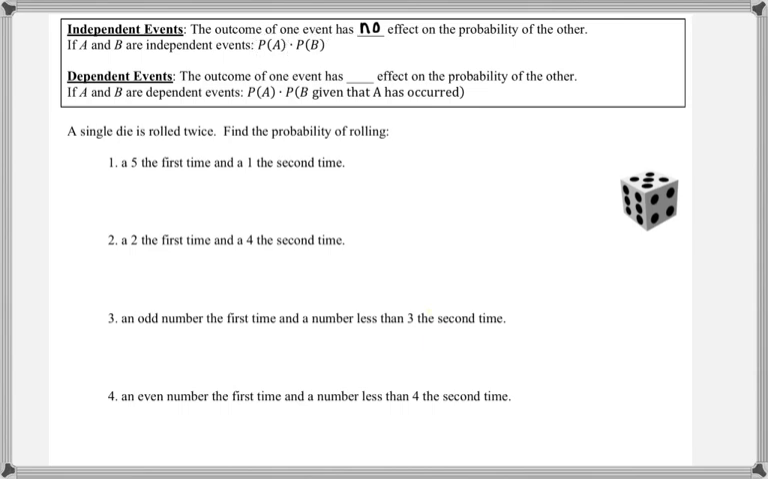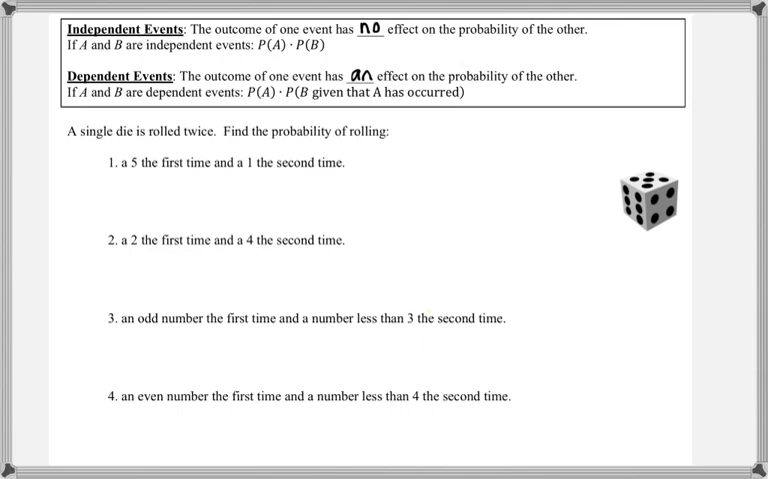probability that B happens. For dependent events, the outcome of one event has an effect on the probability of the other. So if A and B are dependent events, we take the probability that A happens and multiply it by the probability that B happens given that A has occurred.